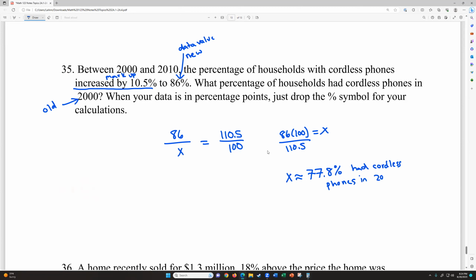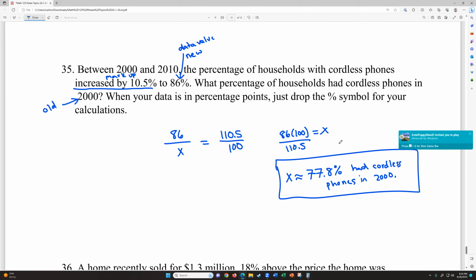in 2000. Again, looks like it's a percentage, but it's a data value because our data that we were talking about was what percentage of people had these phones. That is why I'm still keeping a percent here. Usually you do not have percent symbols on your X and Y, your new and your old, whatever you want to call these guys here. But unless the actual data we're talking about is a percentage, okay?